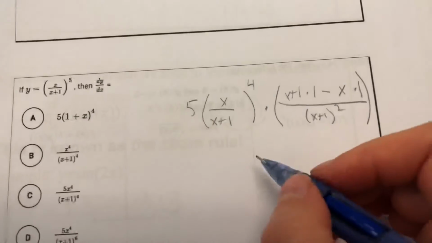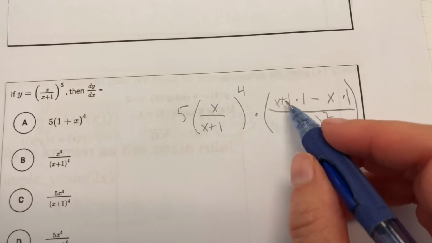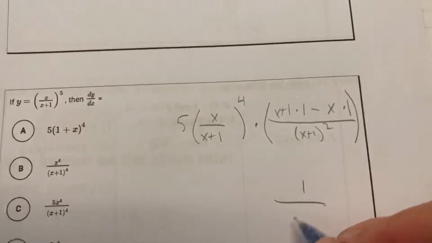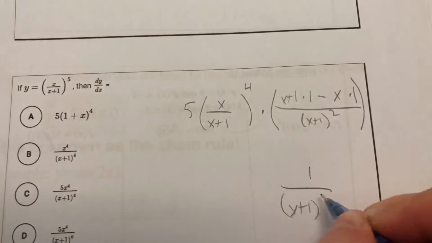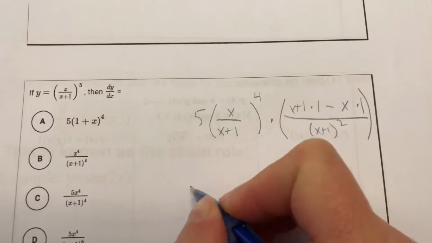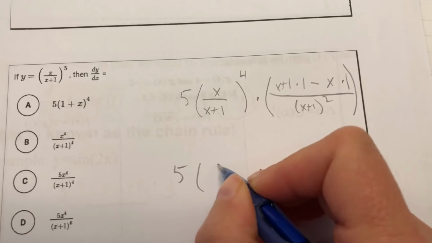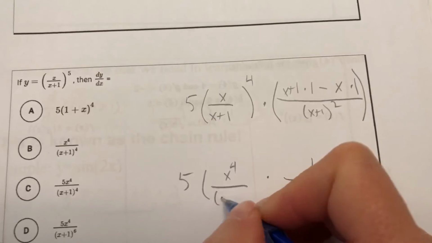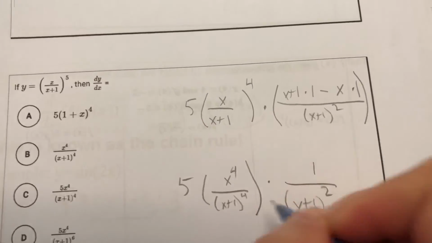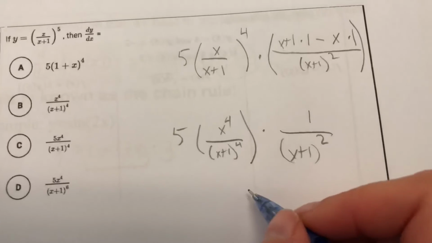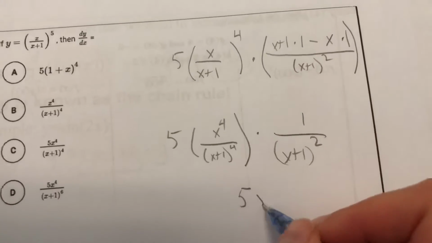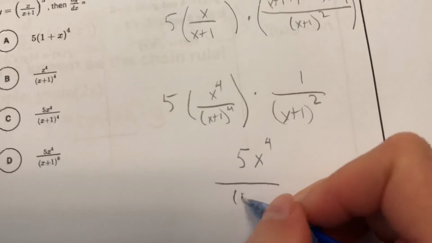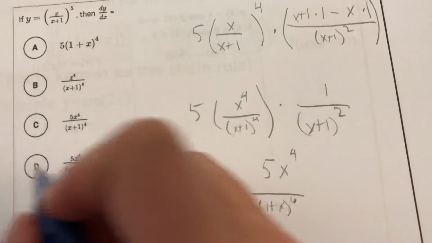And then now let's just clean this part up a bit. So x plus 1 times 1 minus x. So that's just going to be 1 over x plus 1 squared. Maybe we'll put this 4 through, so it's really x to the 4th over x plus 1 to the 4th. So now if you clean this up a bit, in the numerator you have 5x to the 4th, and the denominator now you have 6 of these. So it's D.